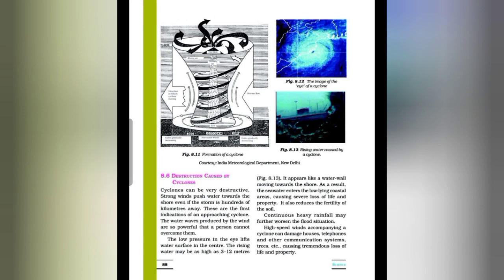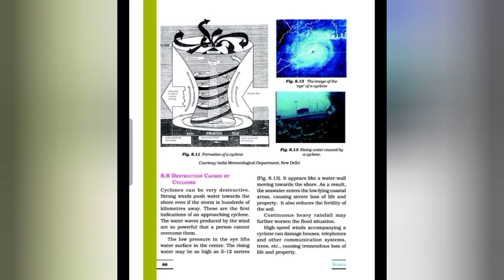So students, we can see that once a cyclone is formed, it begins to move over the surface of the ocean. And the area of very low pressure, as you can see in the figure also, at the center of the cyclone, that is called the eye.